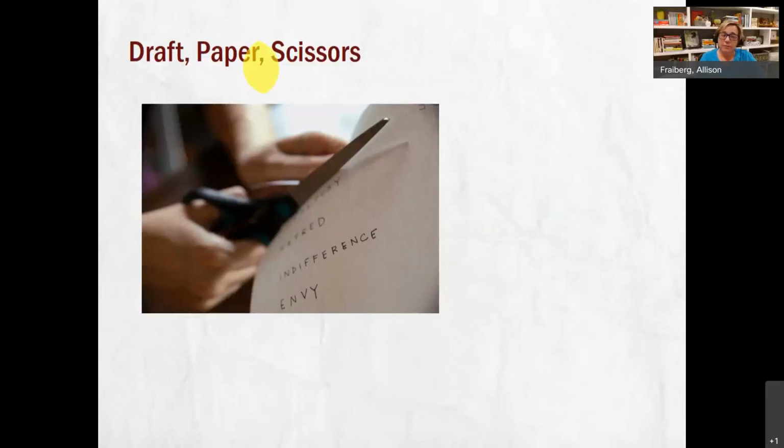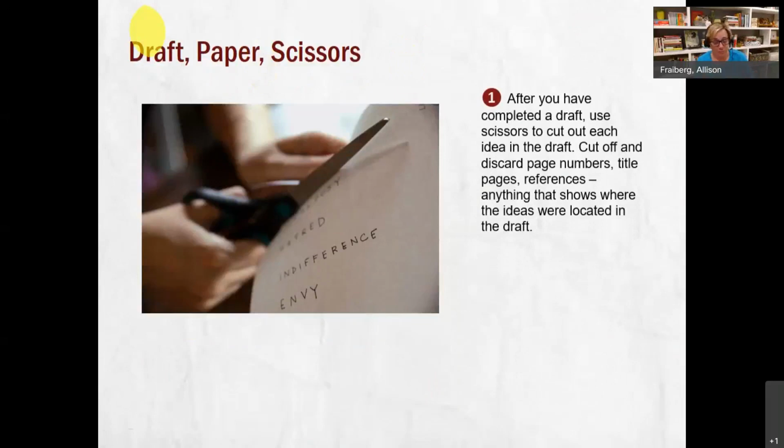And if you want to get really hardcore on this, what you can do, and we've done this in class back in the day, we do something called draft paper scissors. And this is when you print out the draft, okay? But then you cut out the ideas. Every idea gets cut out. So all the pages go away, all the headers, footers, whatever those are, any identifying markers of where this idea appeared in your paper are gone.